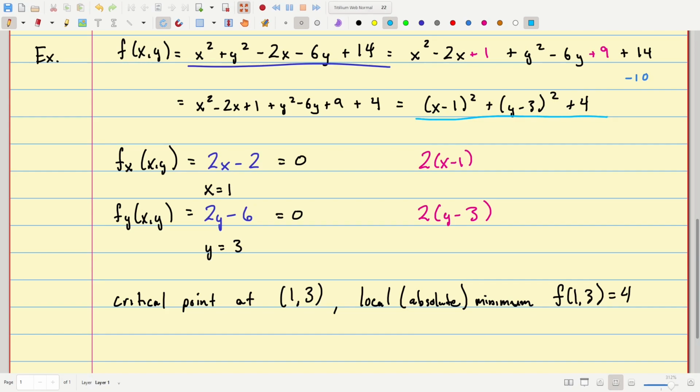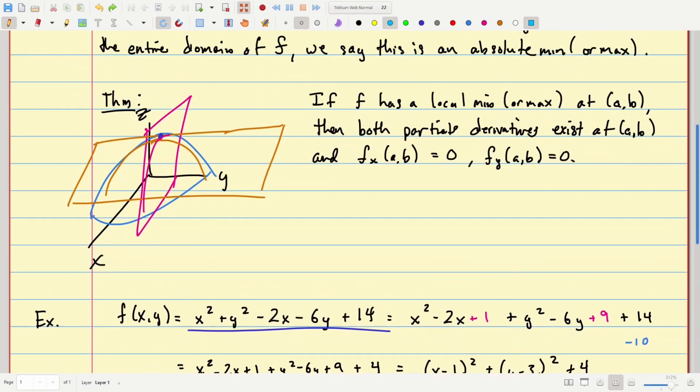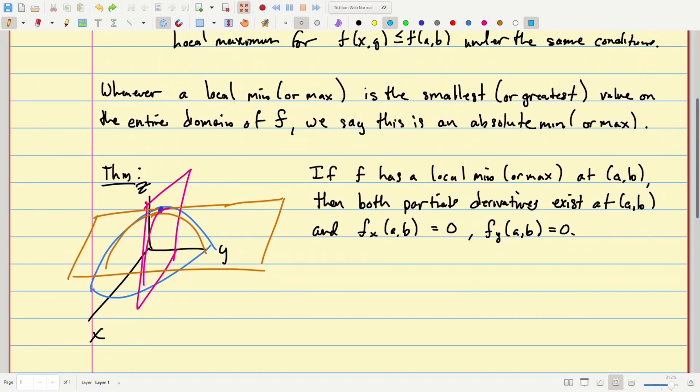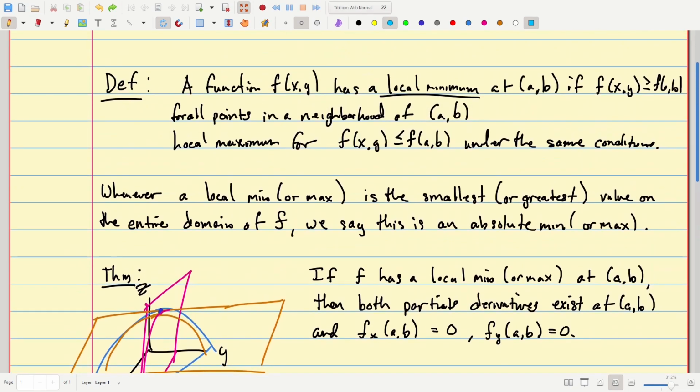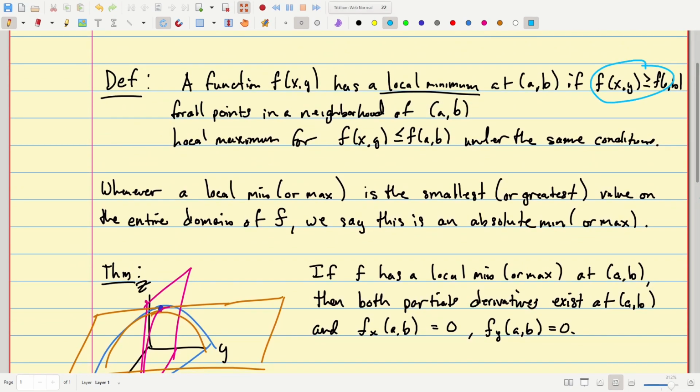Okay. These values are 0 or a positive number because it's something squared, right? So the smallest they can be is 0. They are 0 at 1, 3. x equals 1 and y equals 3. At any other point, I'm going to get a positive number added to 4. So that satisfies the condition in the definition that says I have a local min whenever f is bigger than f of a, b, everywhere close to a, b.